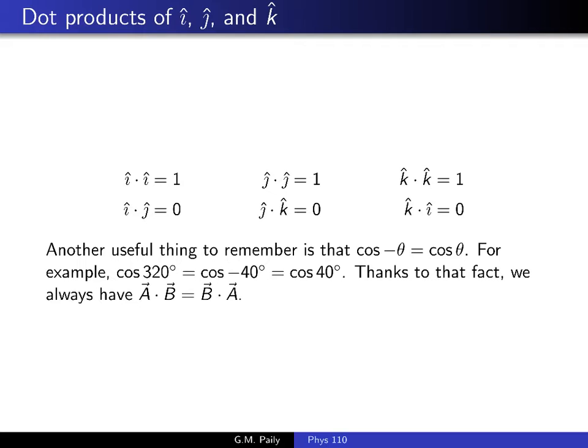Another useful thing to remember is that cosine of minus theta is equal to cosine of theta. So for example, cosine of 320 degrees can be written as cosine of 360 degrees minus 40 degrees, or cosine of minus 40 degrees, but that will be the same as cosine of 40 degrees. Because of that, it doesn't matter whether you measure the angle as going from vector A to vector B or from vector B to vector A. And thus, A dot B is the same as B dot A. So if k dot i is 0, then i dot k is also 0.